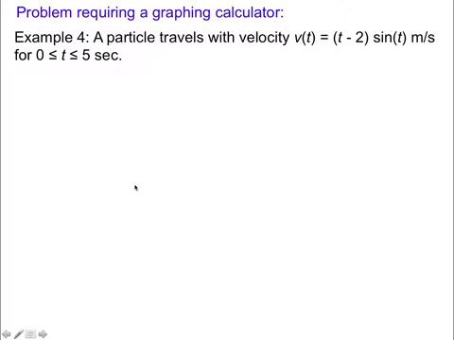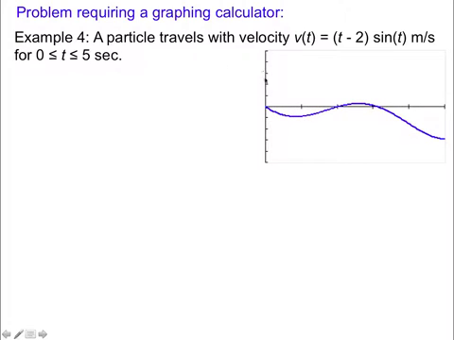Example 4 here requires a graphing calculator. We have a particle that's traveling with a velocity of t minus 2 times sine t for 5 seconds. So if we graph that on our graphing calculator, it looks like this over the first 5 seconds: 1, 2, 3, 4, 5. And we can kind of see that oscillation we get when we have a sine function.